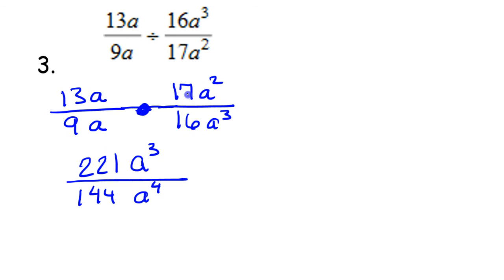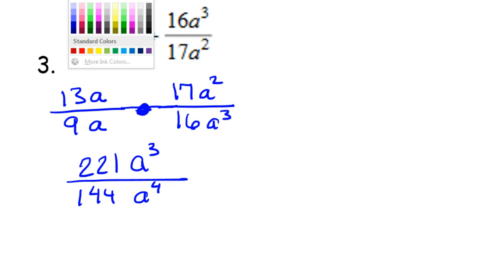Alright, so I already saw these numbers when they were smaller. 13 and 17, those are prime numbers. They can't be factored any further. So I know that there will be nothing further to reduce with the 221 and the 144. So all I have to worry about are the a's.